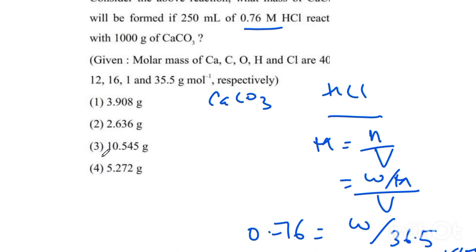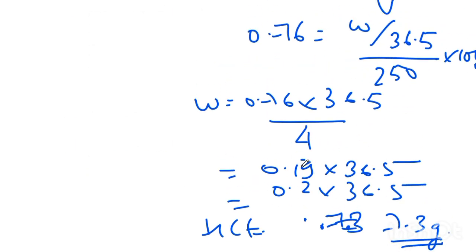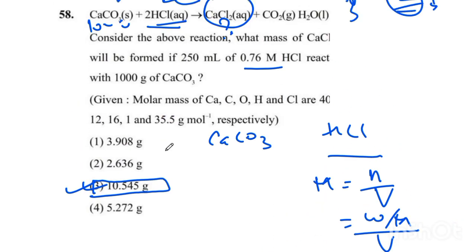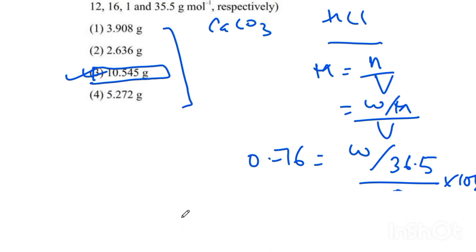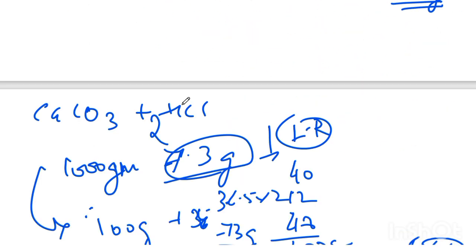We have one answer which is closest. It comes out to be 10.545. So it is the correct answer. The approximation might have come from here, where we have taken it to be 0.19 instead of 0.2. So there isn't any problem if the options are not varying very much. So this was the question from limiting reagent. Quantities of both were given. We have to first find out the limiting reagent and then find out the amount of product.